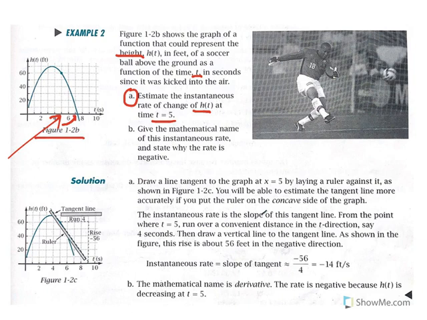Is it falling? Is it rising? Is the height increasing, meaning the ball is still rising? Or is the height decreasing, which means the ball is falling? And at what rate is that happening? And part B says, give the mathematical name of this instantaneous rate and state why the rate is negative.